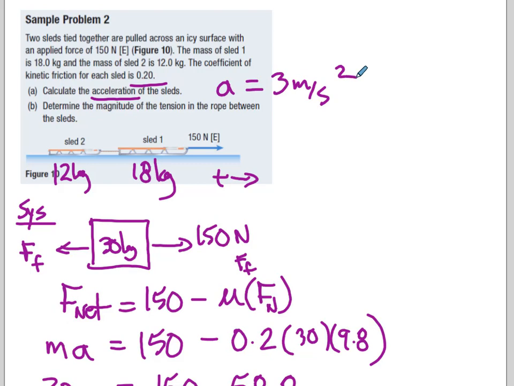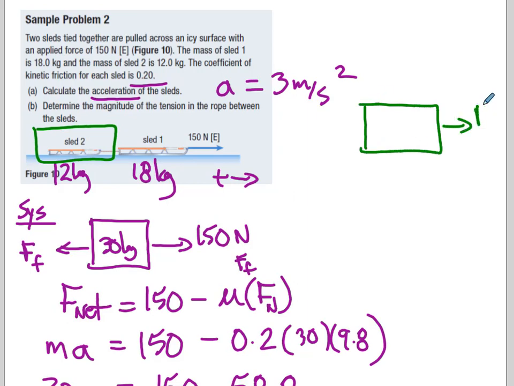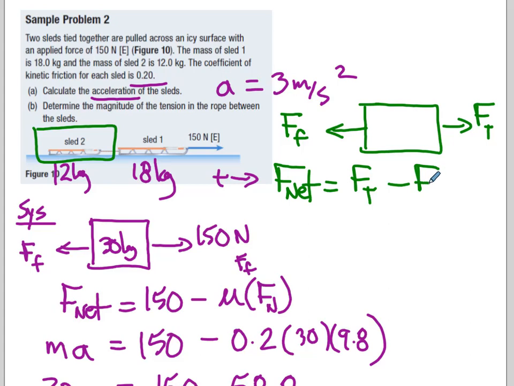Determine the magnitude of the tension in the rope between the sleds. So I'm going to choose sled 2 because I feel like it. Okay, so there's some sort of tension force here. There's some sort of friction force here. So I write my F net statement, and that's going to be Ft minus force of friction. Okay, so this is going to be mass times acceleration. Ft is what I'm looking for, and this is going to be mu times the normal force.